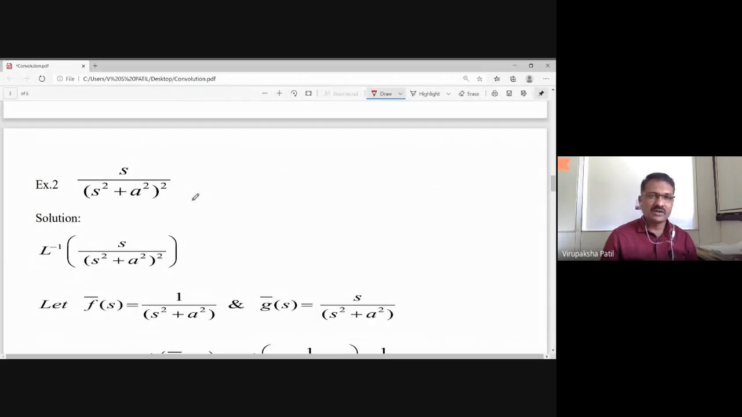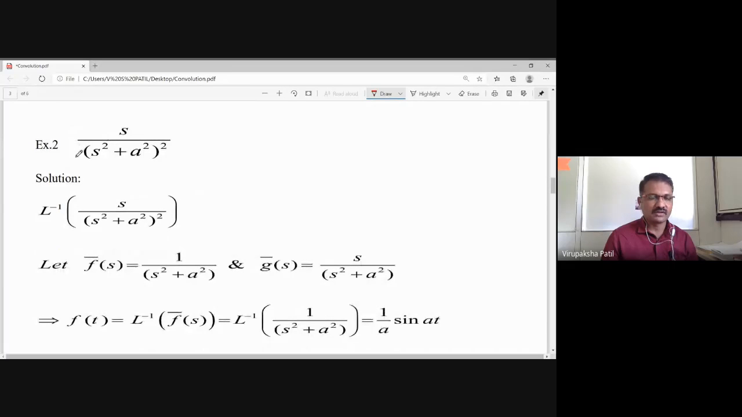So we can think of using the convolution theorem to find the inverse of it. For that purpose, what will you write?